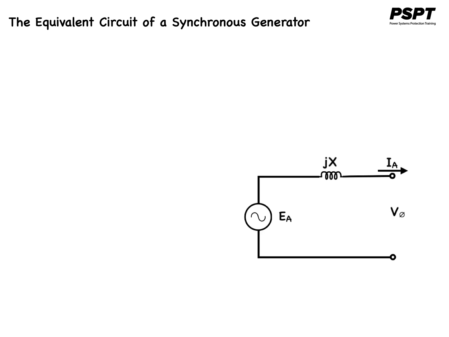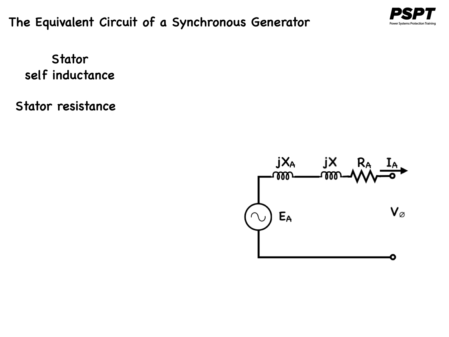In addition to the effects of armature reaction, the stator coils also have self-inductance and resistance. The corresponding reactance, we'll call it jXA, while the stator resistance, we'll call it RA. Then the total difference between EA and V phi, according to Kirchhoff's voltage law, is given by this equation. If we let XS represent the total internal impedance, then our equivalent circuit now will look like this.